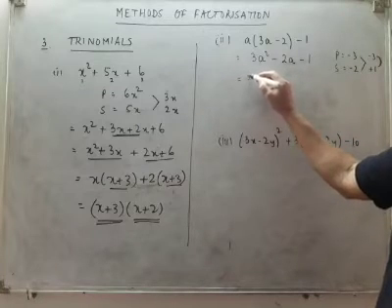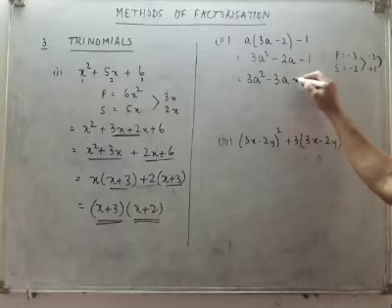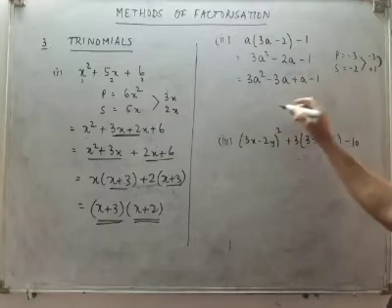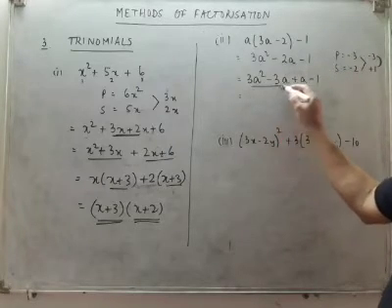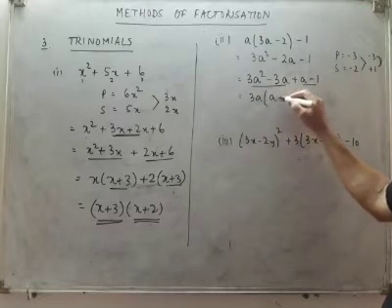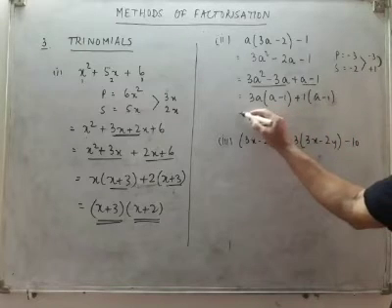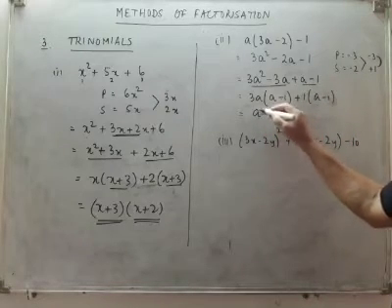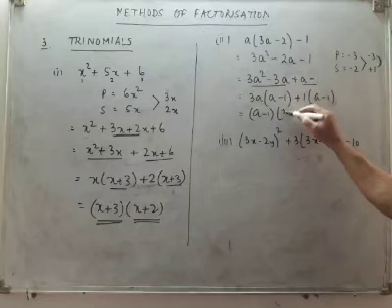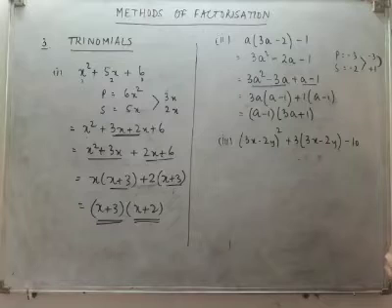So we write this as 3a squared minus 3a plus a minus 1. And now if you form the two groups here, you will get 3a common here, a minus 1, plus 1 times a minus 1, and you are left with a minus 1 into 3a plus 1. These are the factors.